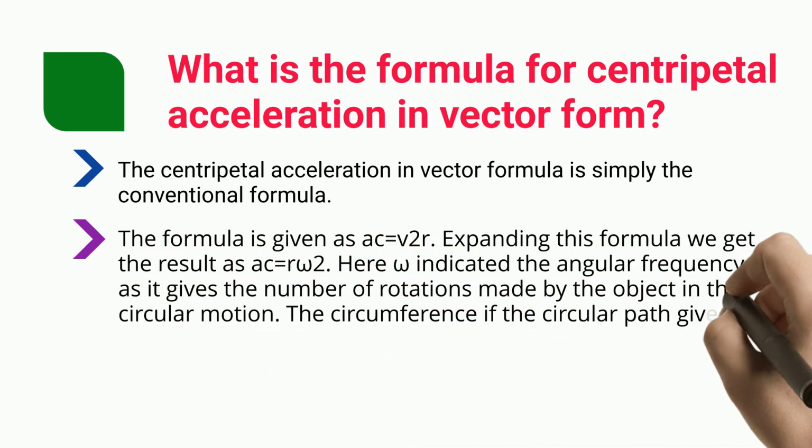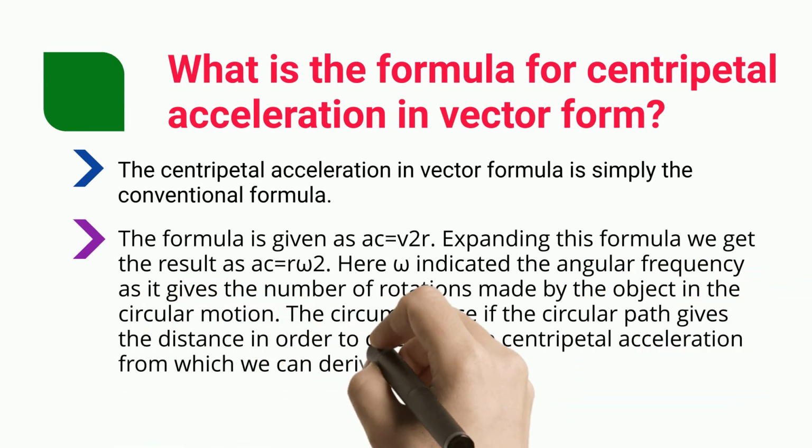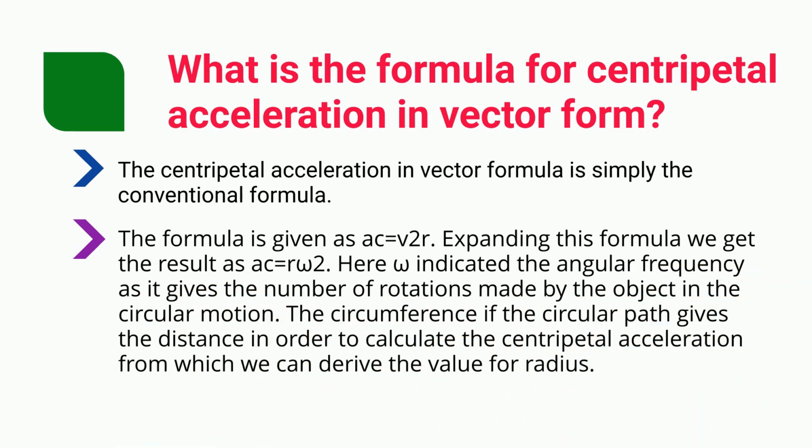Here, ω indicates the angular frequency, as it gives the number of rotations made by the object in the circular motion. The circumference of the circular path gives the distance in order to calculate the centripetal acceleration, from which we can derive the value for radius.